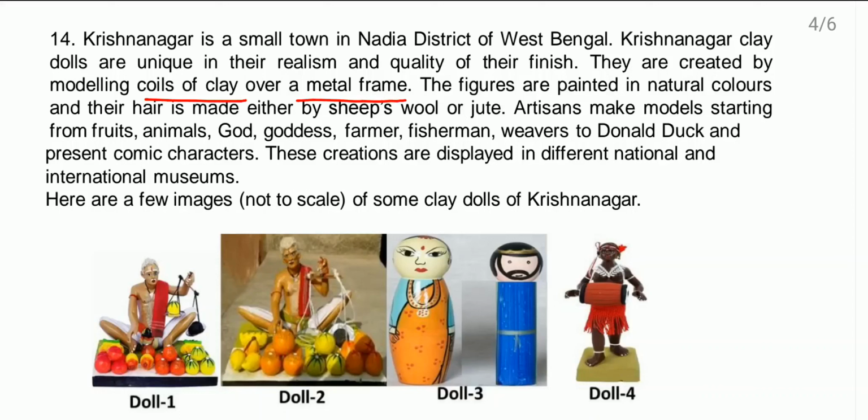The figures are painted in natural colors and their hair is made either of sheep's wool or jute. Artisans make models starting from fruit, animals, gods, goddesses, farmers, fishermen, weavers to Donald Duck and present comic characters. These creations are displayed in different national and international museums. Here are a few images, not to scale, of some clay dolls of Krishnanagar. Just look at the first doll, second doll, third doll and fourth doll.